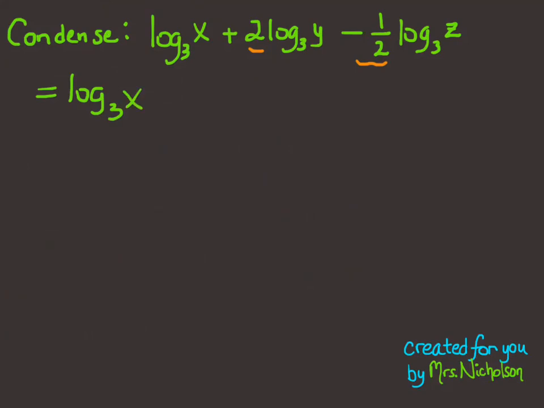If I have a number in front of the log, that means that I can rewrite it as an exponent. Like here, instead of 2 times log y, I'm going to rewrite that as log of y squared minus log of z, log base 3 of z to the 1/2 power.